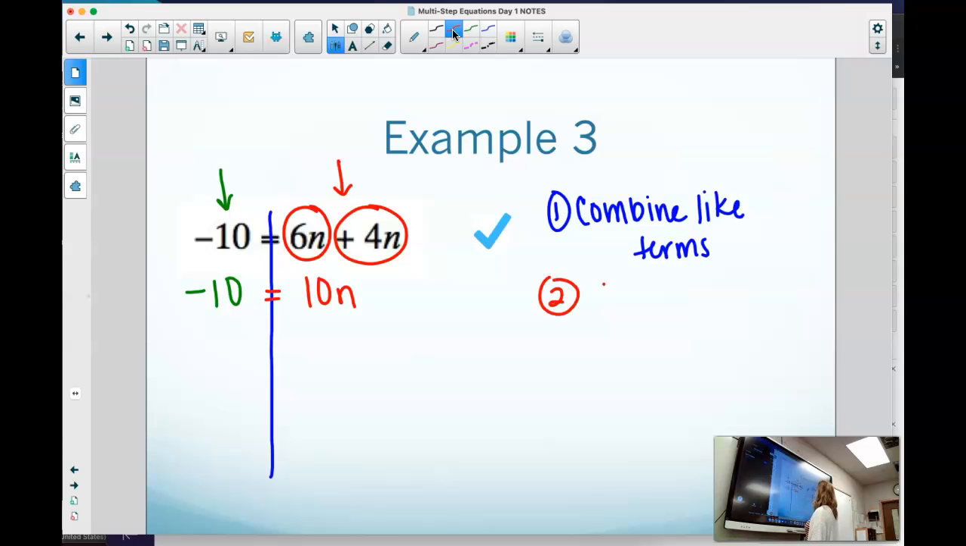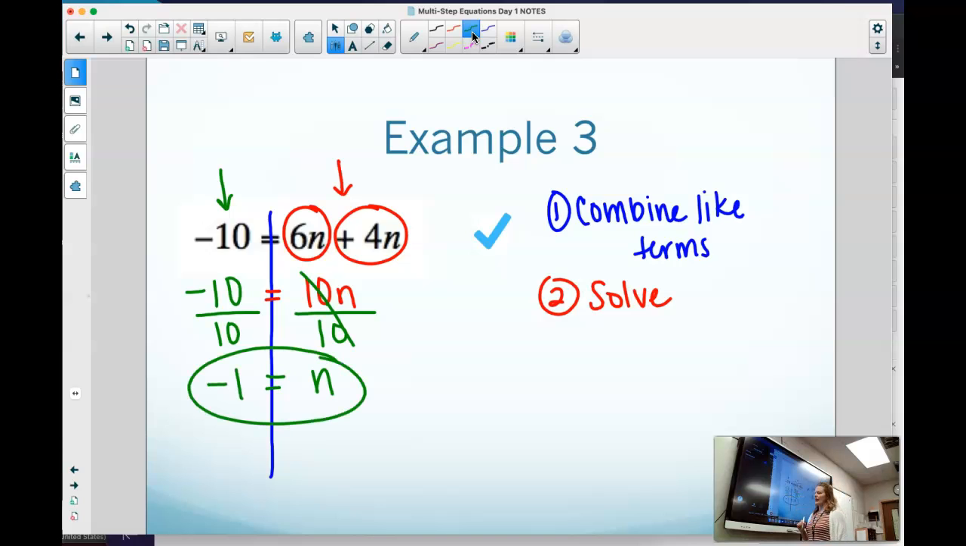Step 2 is to solve what is left. And in this case, you guys, it's only a one-step equation. So I simply need to get the n by itself, and to get rid of this 10, I need to divide by 10 on both sides. So I can cross off the 10s. I have n equals negative 10 divided by 10 is negative 1. Again, I get a very nice answer.